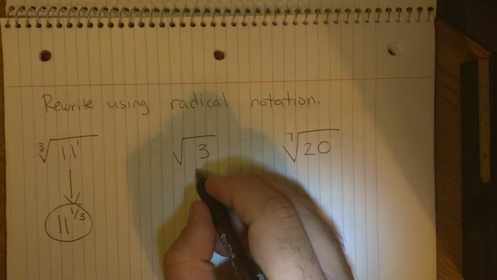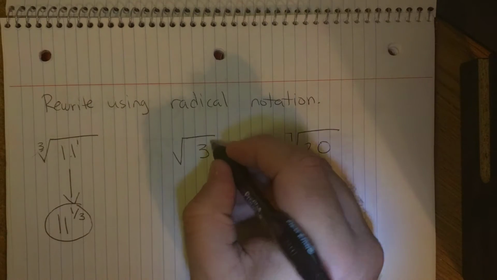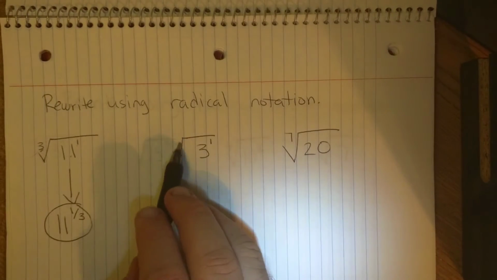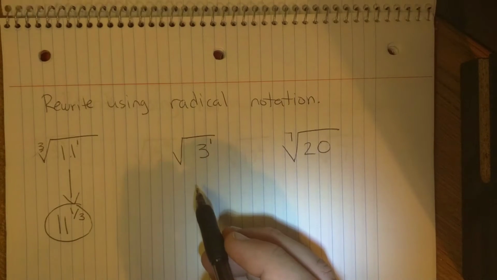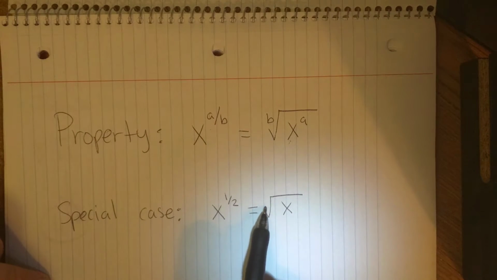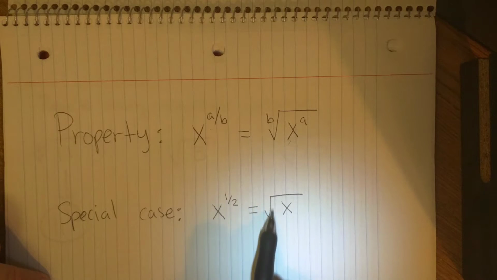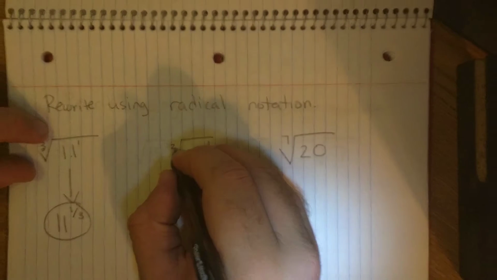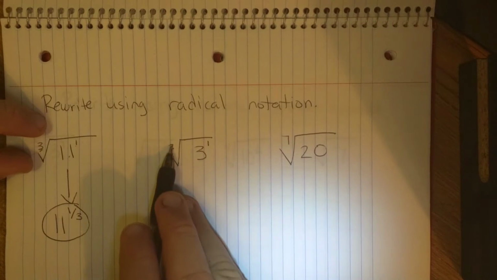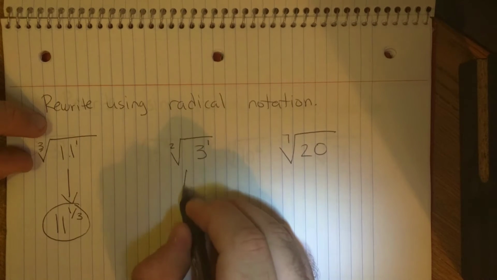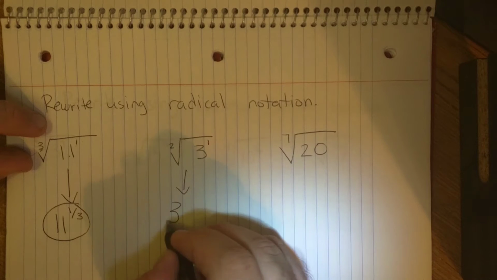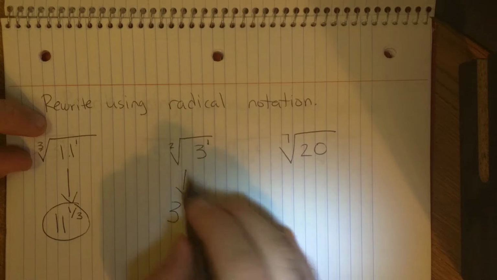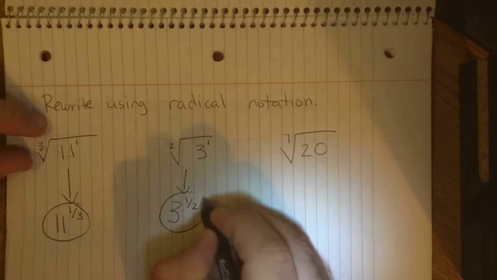So let's go ahead and try it right here as well. I don't have a power written here, so I'm going to put a 1 here. And because I have no number written here, this is that special case where if I don't have anything written here, it's a square root. So it's as if there's a 2 here. You don't have to write the 2, but that's what it's saying. And so to rewrite this, I have the 3 raised to the power of 1 over 2. And that's how you rewrite it.